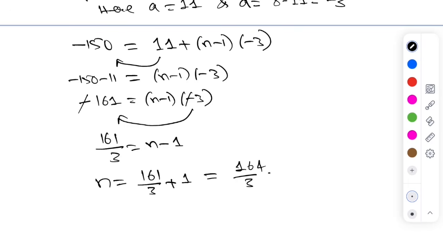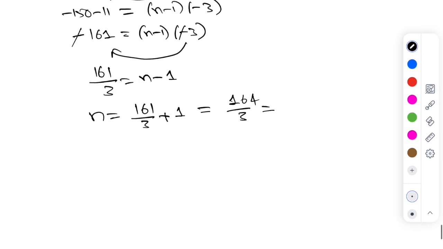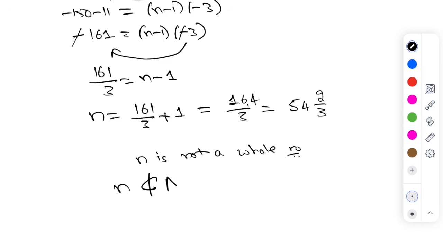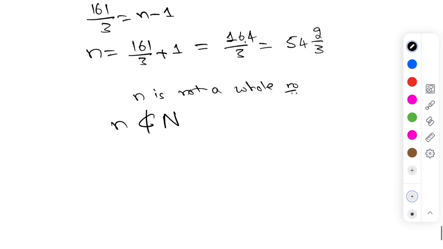164 by 3. So 3 fives are 15, 3 fours are 12, so it is 54 2 by 3. See, so now n is not a whole number. n is not a whole number or natural number. So n is not a natural number, right? We are getting a fraction for n.